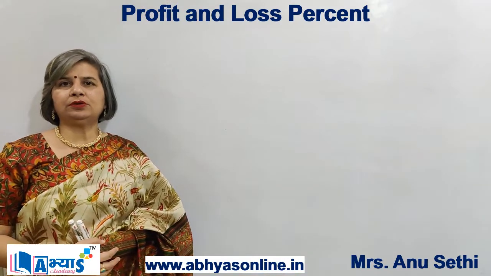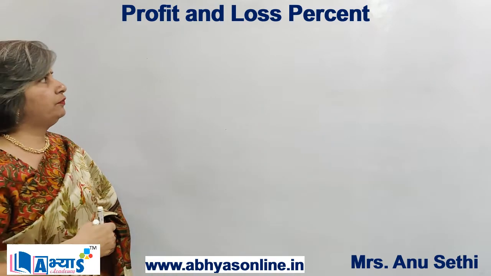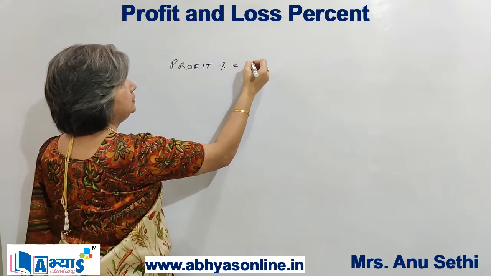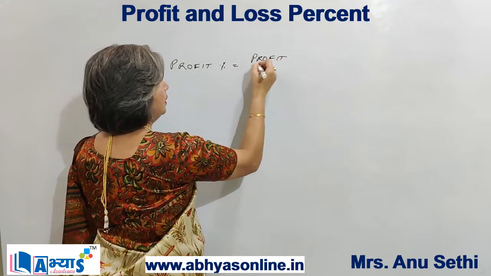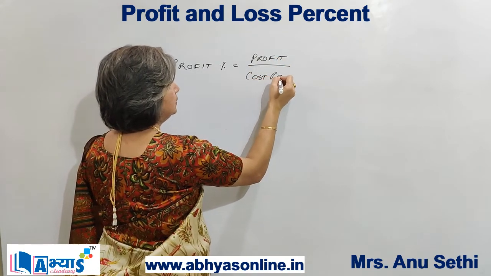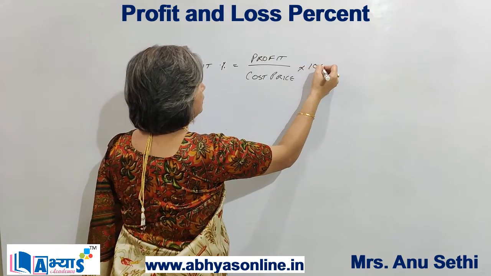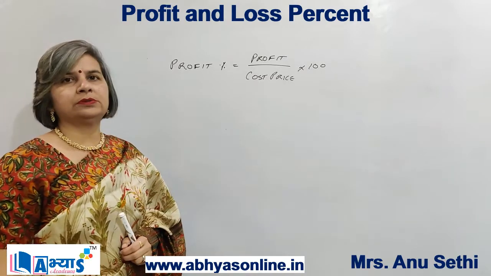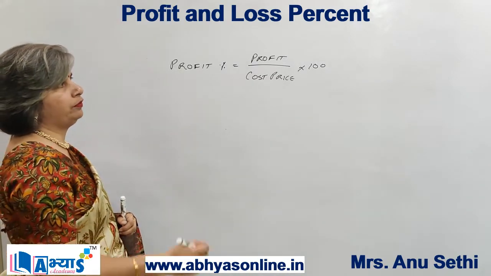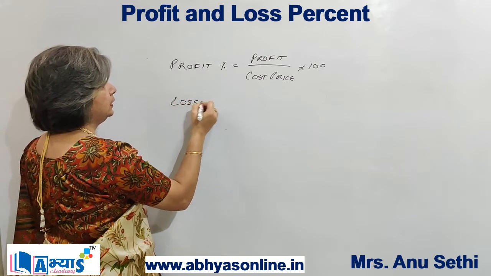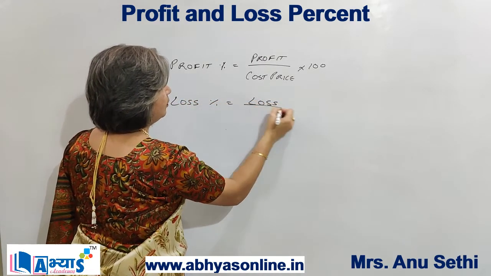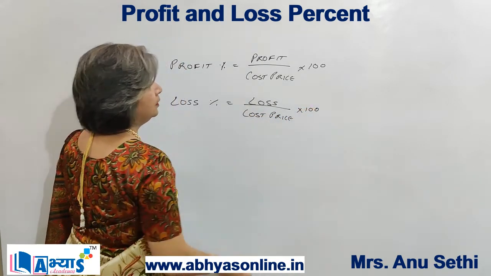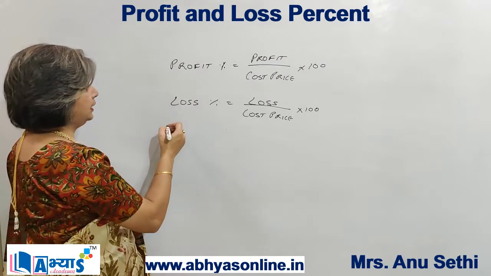Now I am going to discuss the concept of profit or loss percent. Profit percent means profit upon cost price into 100. That means we will multiply the ratio of profit upon cost price with 100 and we will get profit percent. Similarly, the loss percent is loss upon cost price into 100.